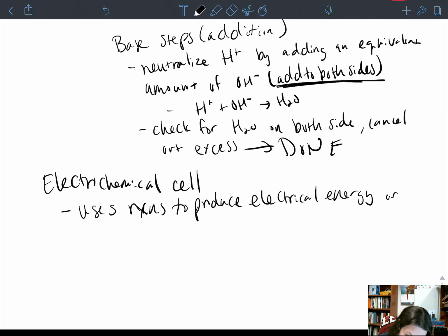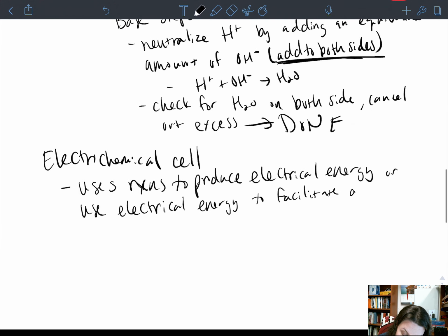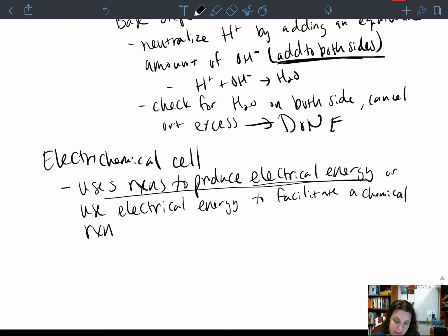So it can use reactions to produce electrical energy, or use electrical energy to facilitate a chemical reaction. The first one, right here, is a galvanic cell.